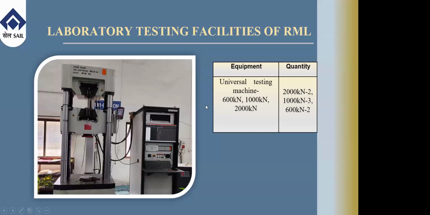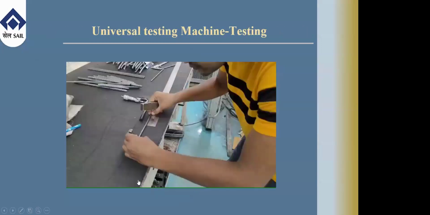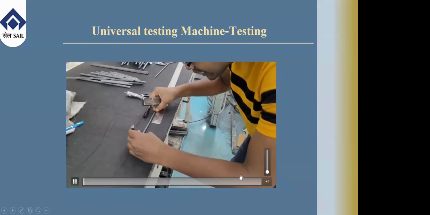In RML, we basically have 60 ton and 100 ton to 200 ton machines. For 200 tons we have two machines, for 100 ton we have three machines, and for 60 tons we have two machines. This is a UTM machine. In the next slide we will see how we are doing the tensile test.